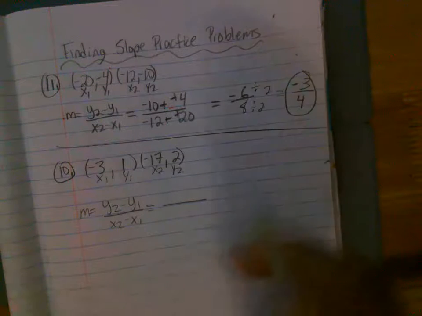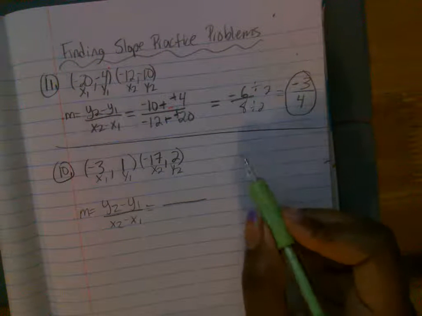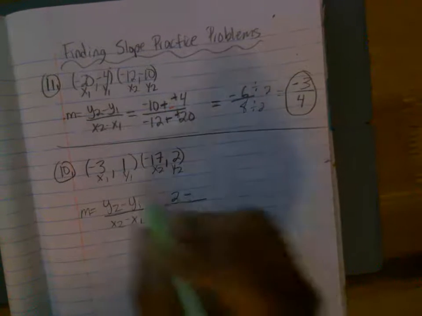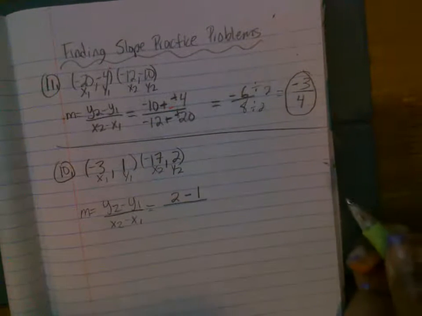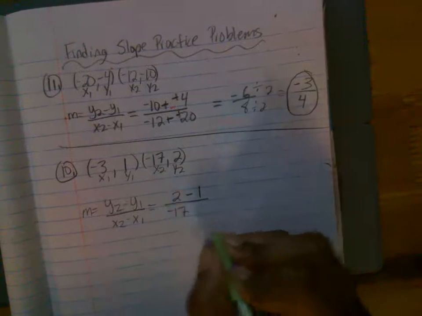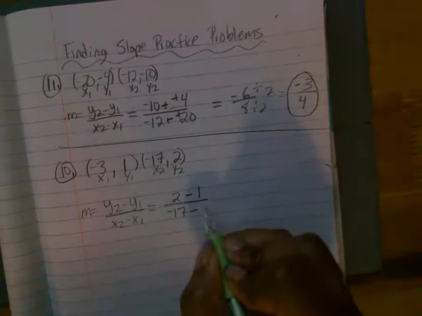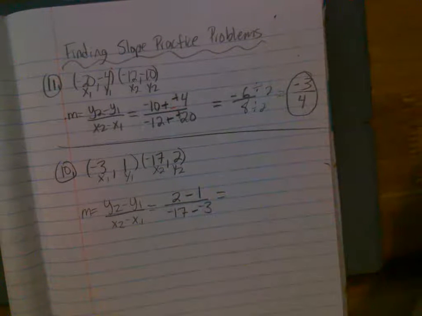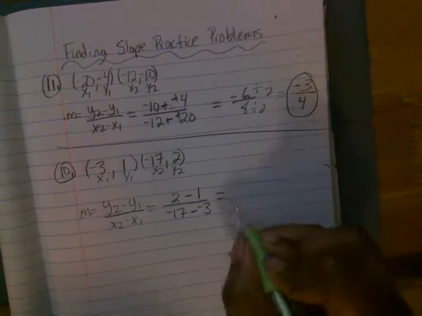I don't know if you are there or not. I see your ceiling. We got Y2, which is 2, minus Y1, which is 1. Then on the bottom, X2, which is negative 17, minus X1, which is negative 3. Okay? What does that give us on the top, Keegan? What does that give us on the top?